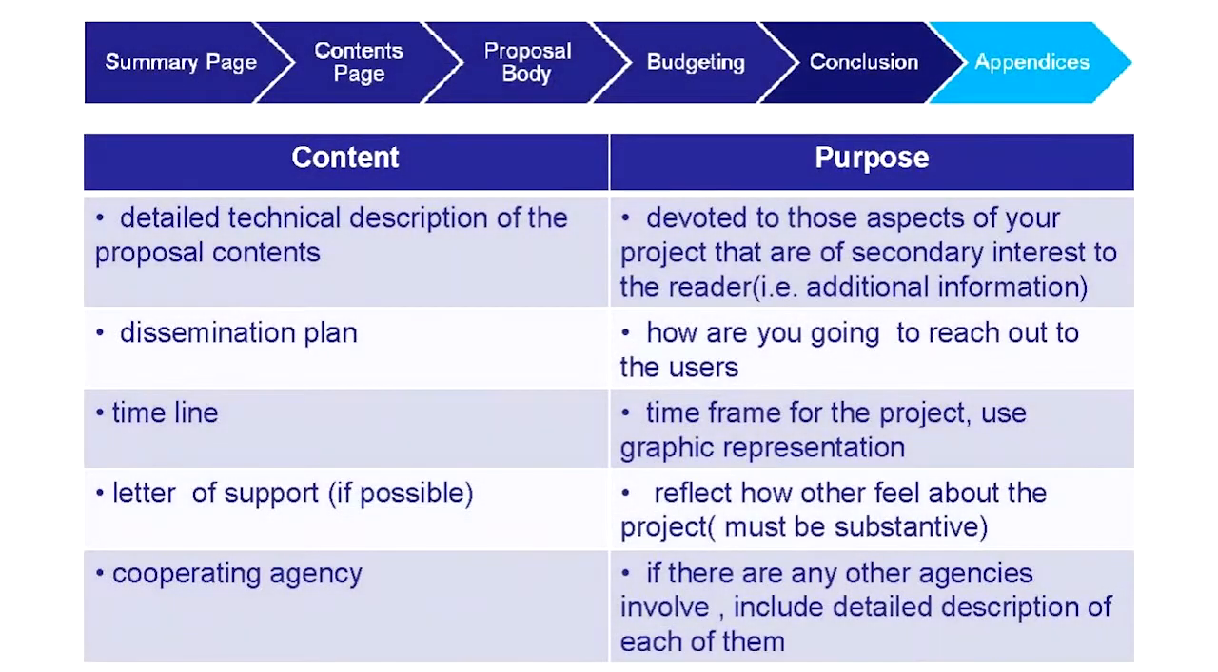So lastly, the appendix. Detailed technical description of the proposal content. What kind of content? So basically anything that you find too wordy, anything that you find too much to read in the body should be included in the appendix. Devoted to expected project for secondary interest to the reader, additional information, what we call, okay?